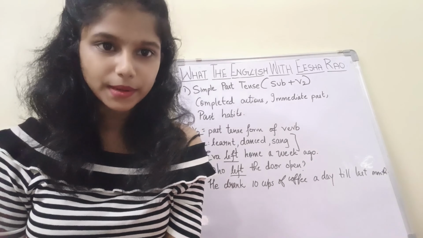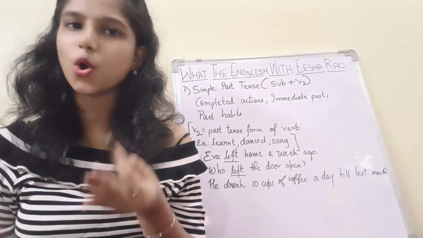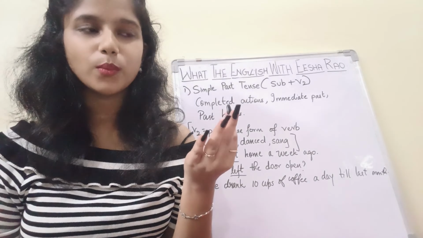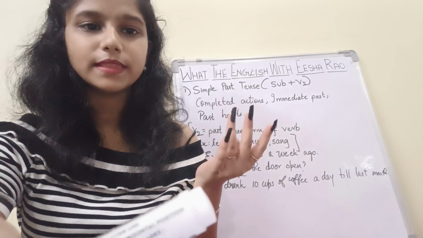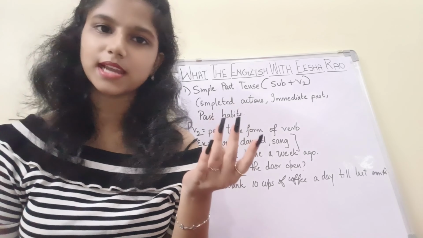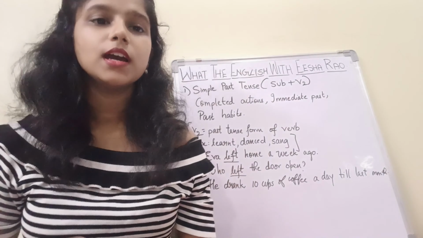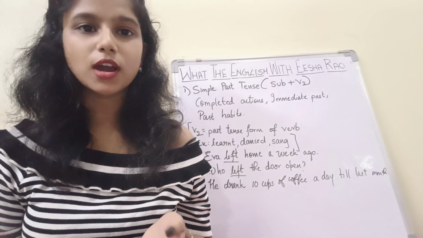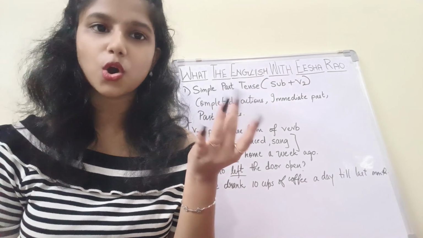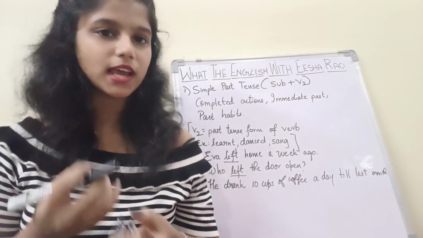Talking about the simple past tense, it is used when the action is already completed, or when the action is referring to the immediate past, or when the action is referring to the past habits of a person. Let's see these in detail. Completed action means when we talk about events or actions or a situation which already occurred in the past and are now finished.